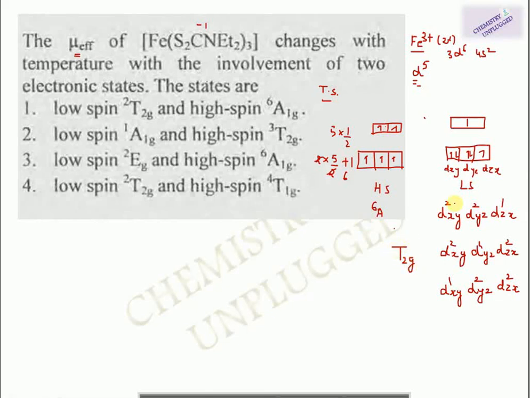Okay, and if you calculate the multiplicity, it comes out as 1/2 minus 1/2 plus 1/2 minus 1/2 plus 1/2. So we have only 1/2. So 2 times 1/2 plus 1 is equal to 2. So this is 2T. So for low spin the term is 2T2g. This is low spin 2T2g, and for high spin 6A1g. So the first option will be the right answer. So this is all about the Tanabe Sugano diagram.